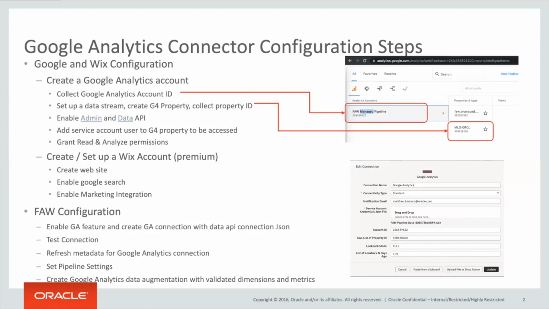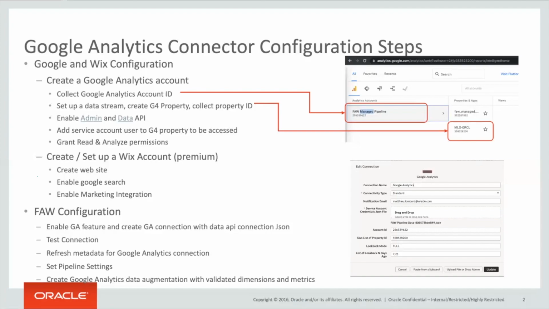Then once that website is created, we'll need to enable Google search. So there's a configuration within Wix to set that up, and then we'll need to enable the integration between Google Analytics and Wix. Once this is done, we'll be able to go on the configuration on the Fusion Analytics side, that is enabling the Google Analytics feature and creating a Google Analytics connection. We'll see that later: when we set up the data API, we'll be able to download a credential JSON file. And that is the file that we'll be using while creating the connection in Fusion Analytics.